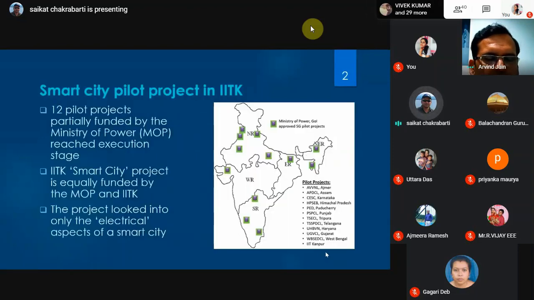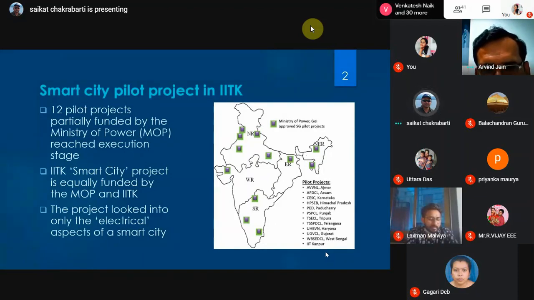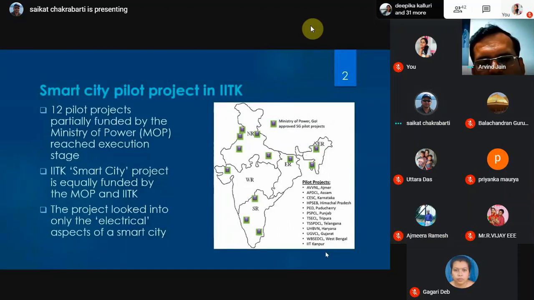You see the map here. There are 14 locations here, and actually out of those only 12 reached execution stage, and these were the smart city pilot projects sanctioned by the Ministry of Power in 2014. And IIT Kanpur was the only academic institute. The rest of them were actually utilities, and the funding was like that. 50% came from the Ministry of Power and 50% had to be contributed by the executing agency. So it is equally funded by Ministry of Power and IIT Kanpur.